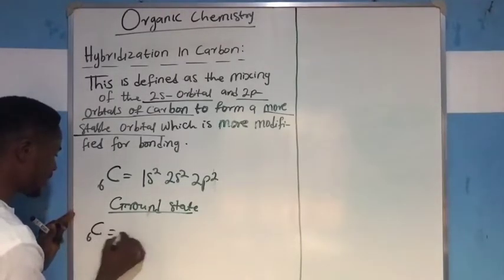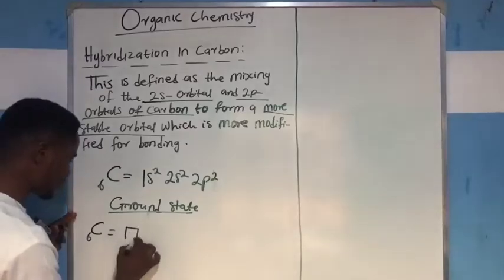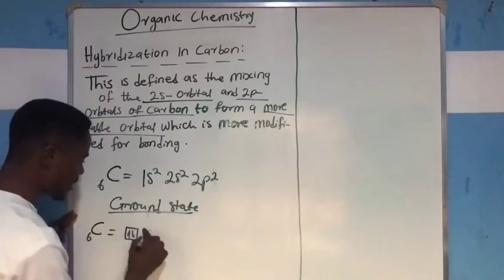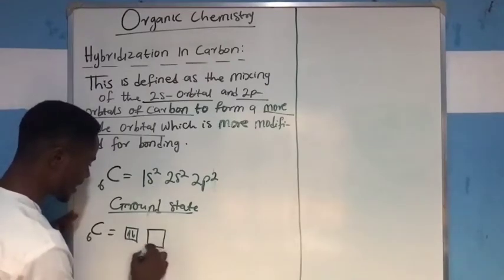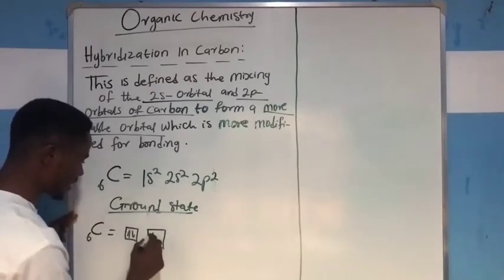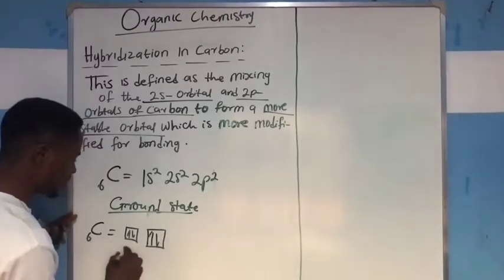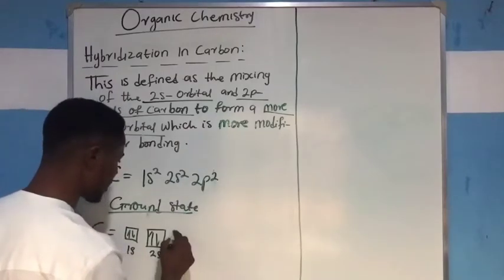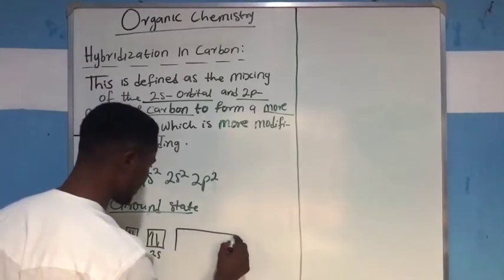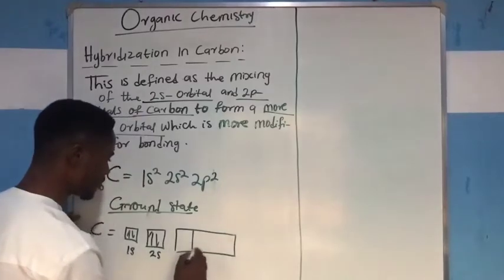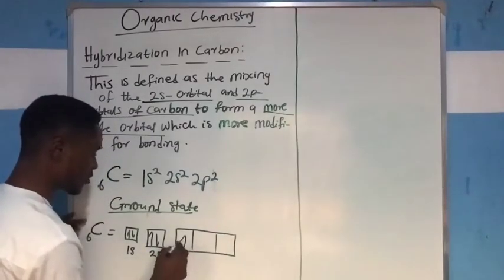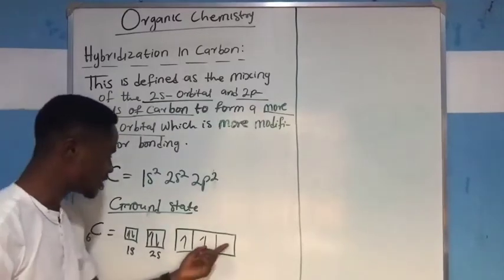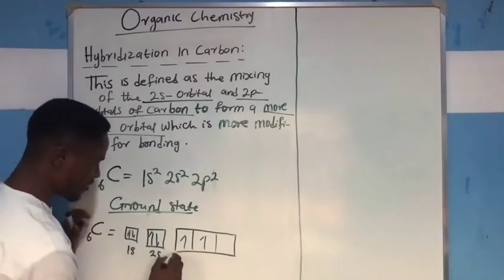So this is the carbon, and this 1s orbital is this, having 2 electrons spinning in opposite direction, and this 2s orbital is this. It will be slightly higher in energy level than the 1s, and again it will have 2 electrons spinning in opposite direction. Very important. Then finally, this 2p orbital will be higher in energy level than the 2s, and it will have 3 electron blocks, the first 2 electron blocks containing one electron each, and this one now is empty. So pay very close attention.